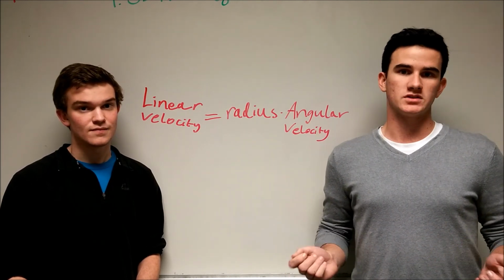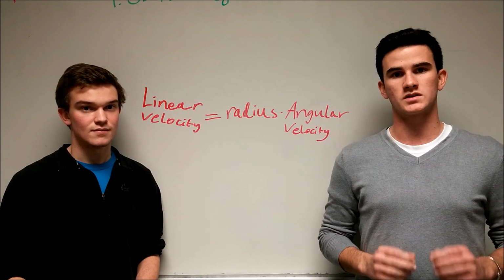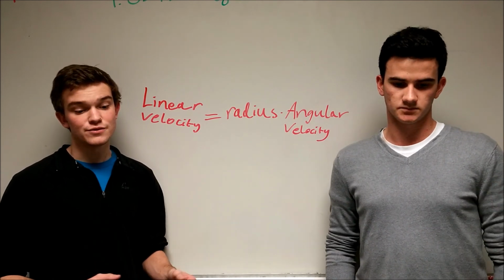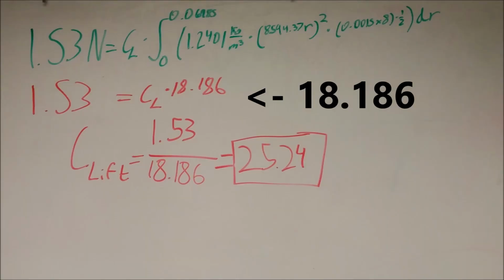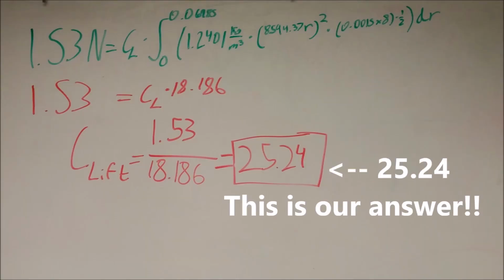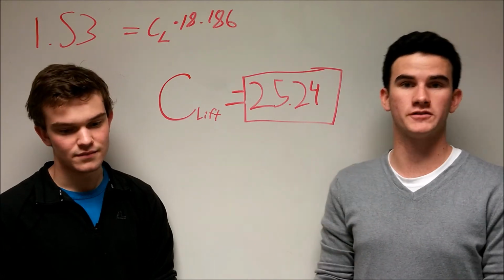An integral is a way that mathematicians add up an infinite amount of infinitesimally small parts between two finite points. For our equation, we have these two finite points to be the beginning and end of a wing's blade. Calculating the integral, we get 18.186, and use it to get our coefficient of lift. Now, we found our coefficient of lift for our drone.